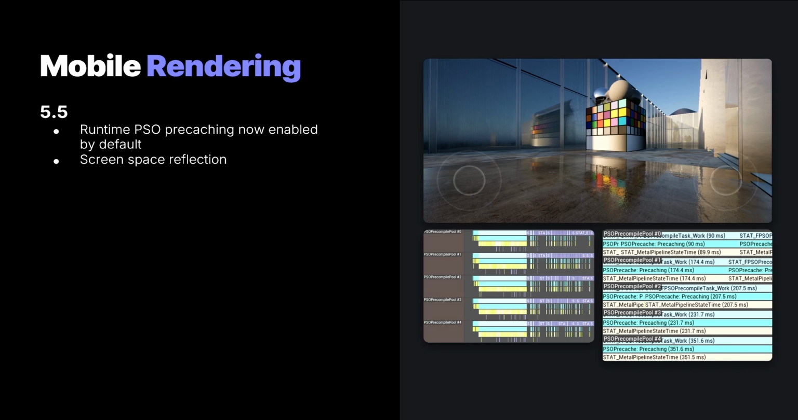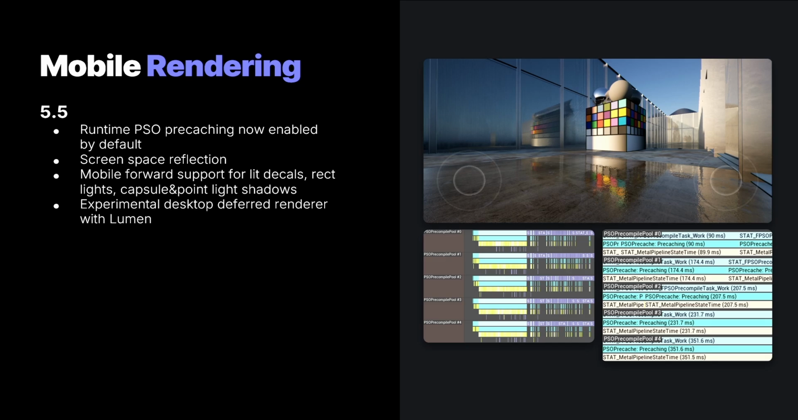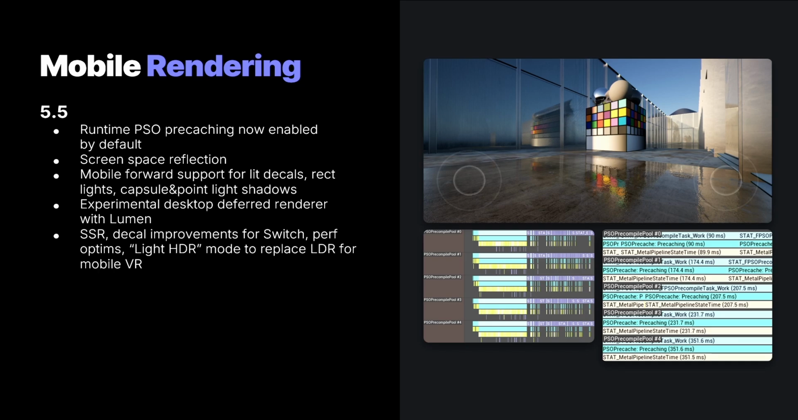So on the mobile rendering front, like I said, we have PSO Precaching, which will be enabled with 5.5 automatically. There's improvements with screen space reflection. Mobile forward support for all lit decals, rectangular lights, capsule and point light with shadows will be enabled with 5.5. There is an experimental desktop deferred renderer with Lumen, which will be available only on high-end devices.